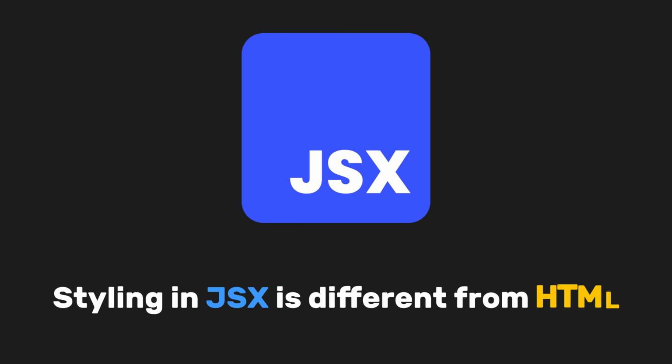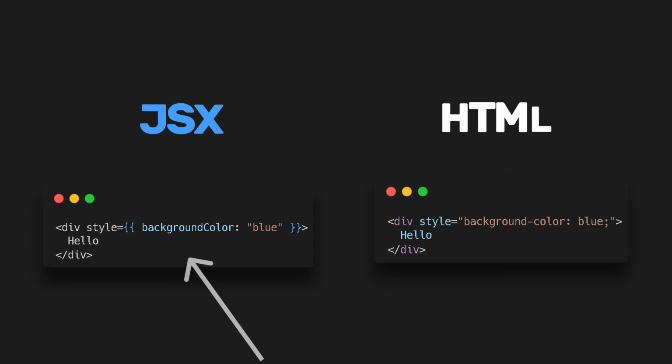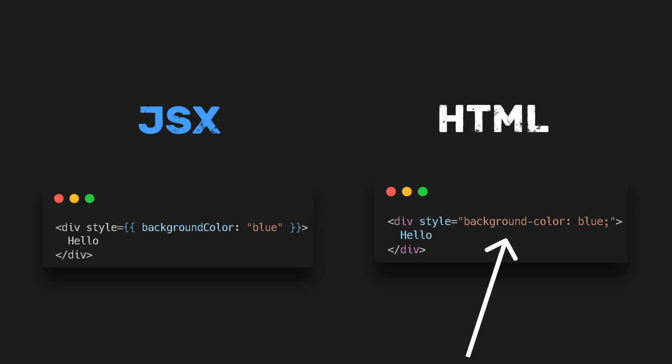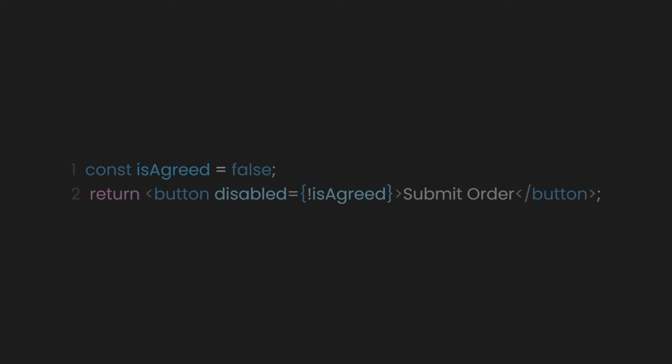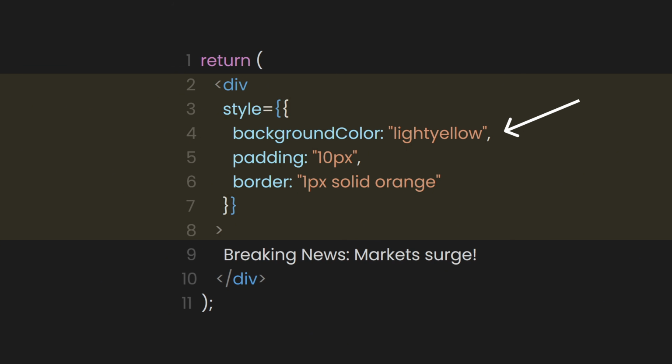Next, styling in JSX is different from HTML because inline styles use a JavaScript object, not a CSS string, and property names are camel case. Let's say you're designing a notification banner for a news app. This renders a styled div with a yellow background and orange border. Notice backgroundColor and padding, no hyphens like CSS's background-color.